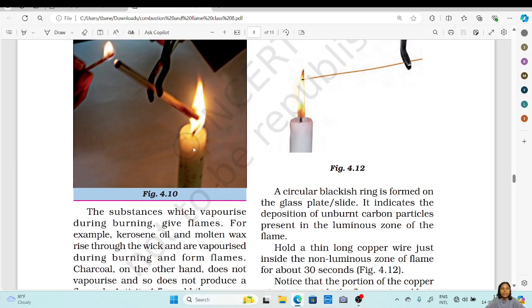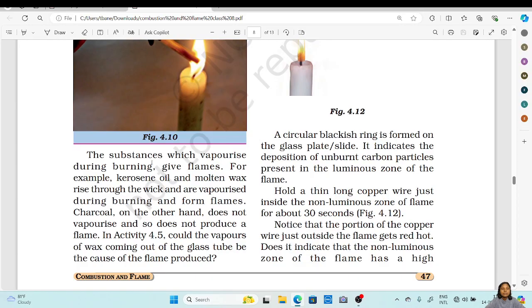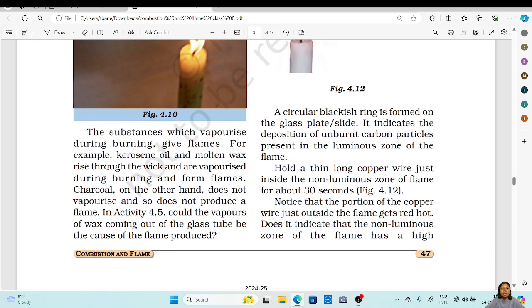What is happening here is the process of vaporization. Vapors are released here. The substance which vaporizes during burning gives out a flame. So due to the vaporization of the candle, there is the flame that we can see. For example, kerosene oil and molten wax rise through the wick and are vaporized during burning and form flames. Charcoal, on the other hand, does not vaporize, so does not produce a flame.